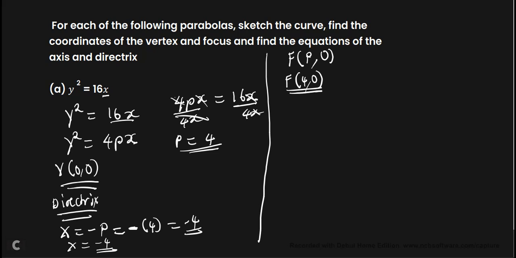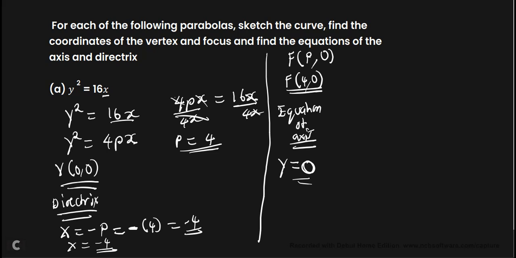Then the next part is to find the equation of the axis. So how do we find the equation of the axis in this situation? Check the one which has the square. Which one has the square? It's y. So it will be y equal to 0, because our vertex is 0. Now let's sketch this graph.